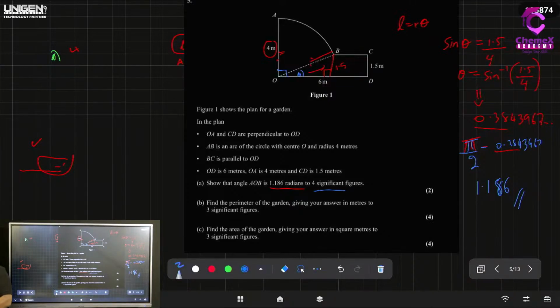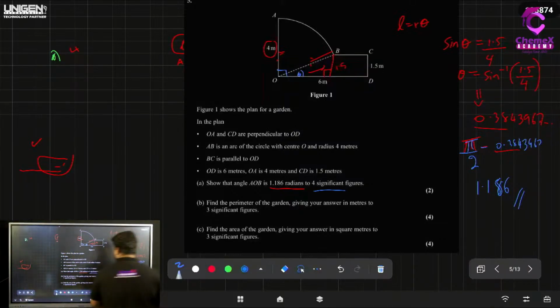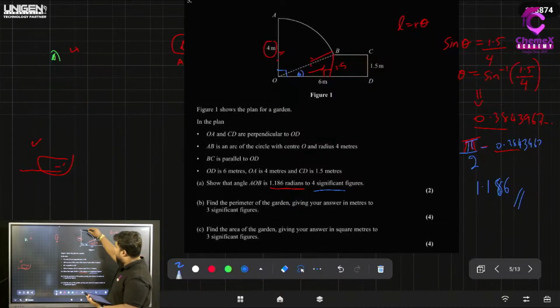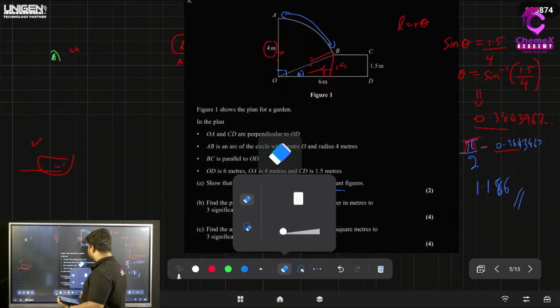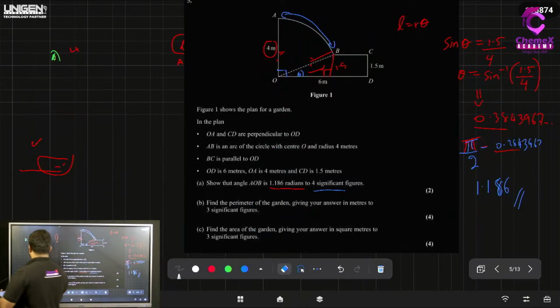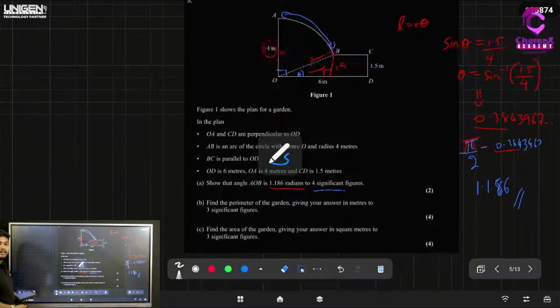No, sir. If it's not clear, ask any question. Alright, so B part. B part is asking to find the perimeter of the garden, giving your answer in meters. Perimeter means, once you know the angle, you can find AB distance. What is AB distance? AB is actually the arc length. So arc length is going to be what then? You can find it easily. So AB is equal to L equals R theta.